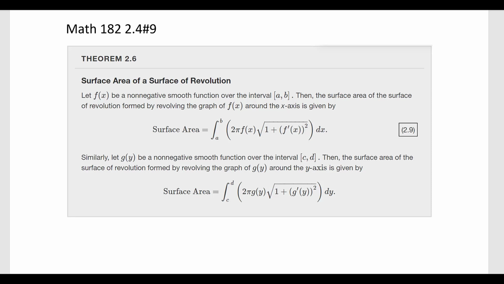It says let f of x be a non-negative smooth function over the interval from a to b. Then the surface area of the surface of revolution formed by revolving the graph of f of x about the x-axis is given by, here's our formula. It's going to be the integral from a to b of 2 pi times f of x times the square root of 1 plus f prime of x squared dx. And this is what we're dealing with in this particular problem, number 9.